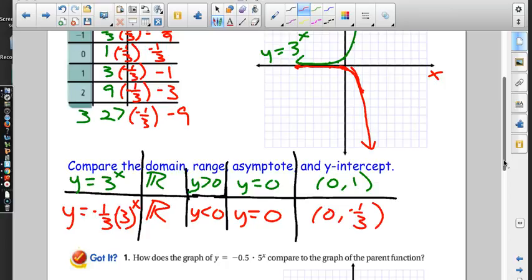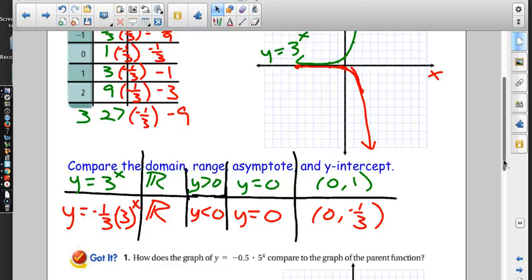So it went through (0, -1/3). So what we're doing here is we're going a little bit further with our investigation than saying, okay, there's a negative, it's going to be reflected over the x-axis. It's a 1/3, it's going to be a vertical compression. And we're seeing stuff can change, and some things don't.